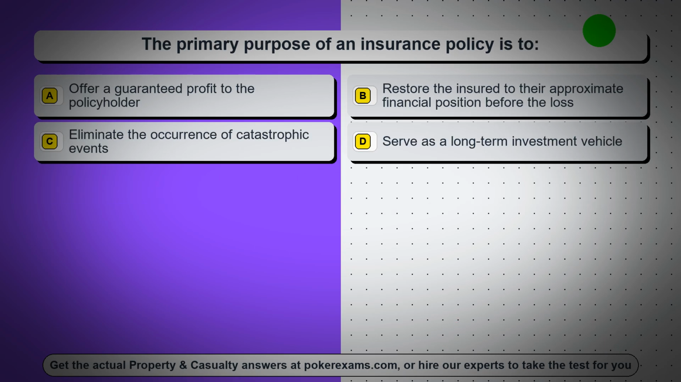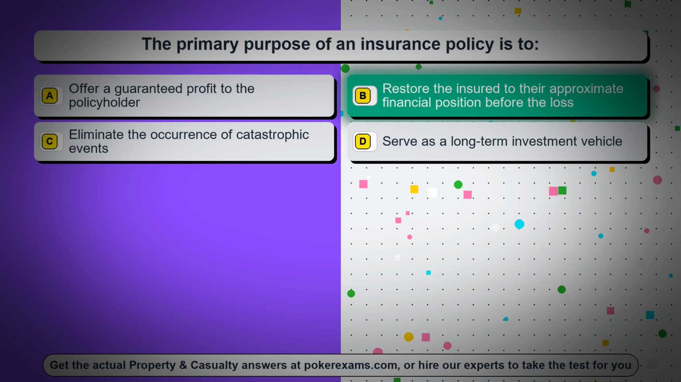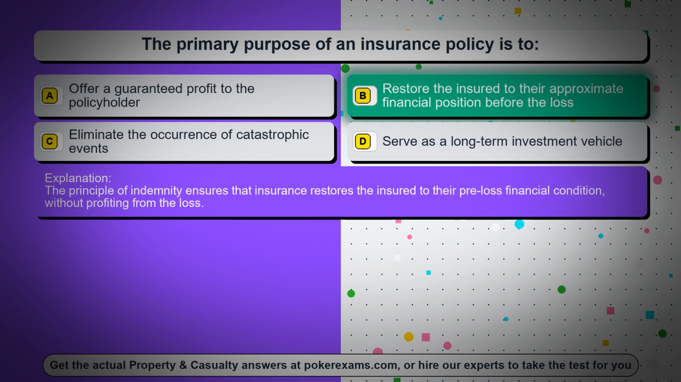Question 19. The primary purpose of an insurance policy is to: option A, offer a guaranteed profit to the policyholder; option B, restore the insured to their approximate financial position before the loss; option C, eliminate the occurrence of catastrophic events; option D, serve as a long-term investment vehicle. The correct answer is option B, restore the insured to their approximate financial position before the loss. The principle of indemnity ensures that insurance restores the insured to their pre-loss financial condition, without profiting from the loss.